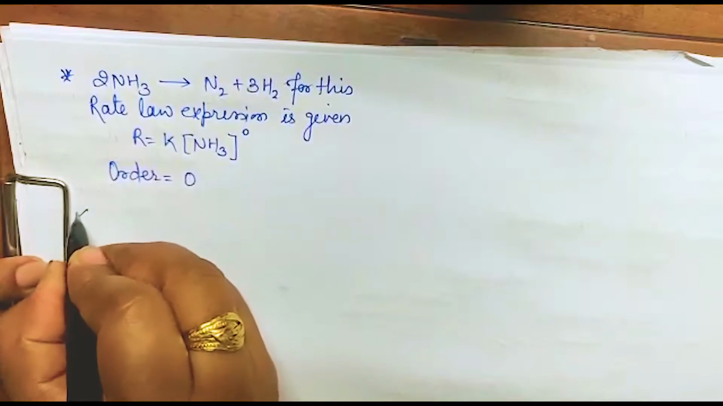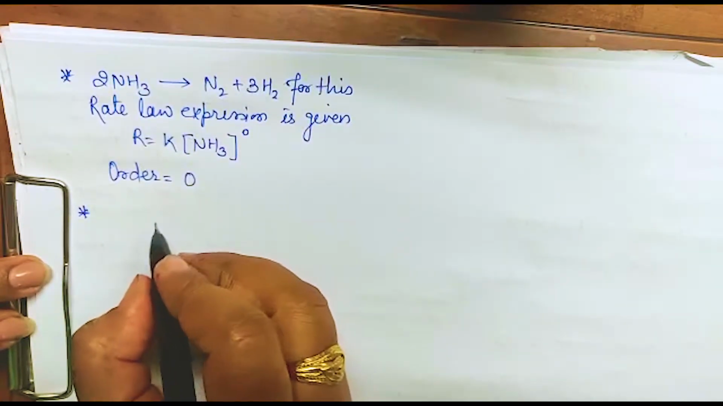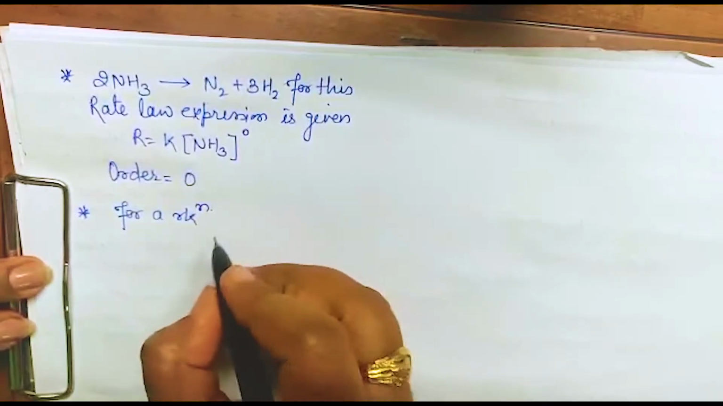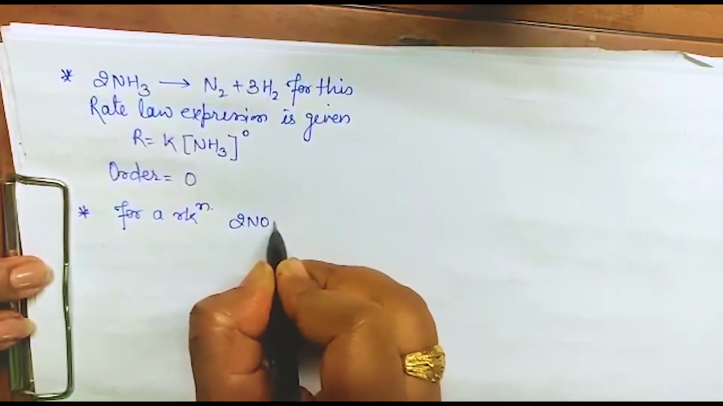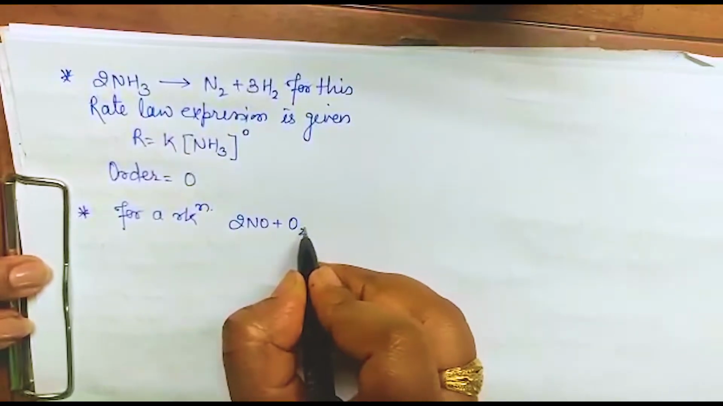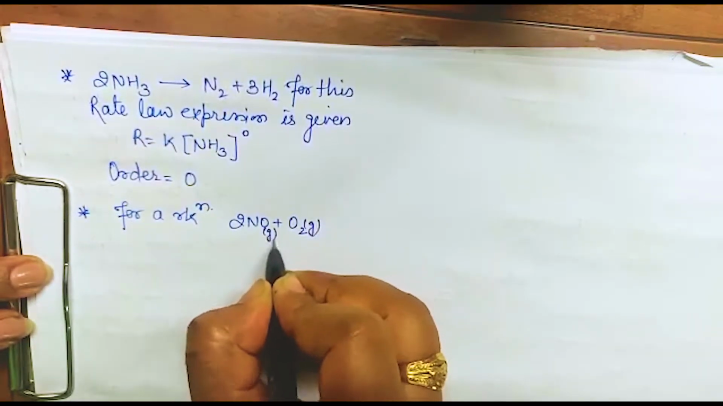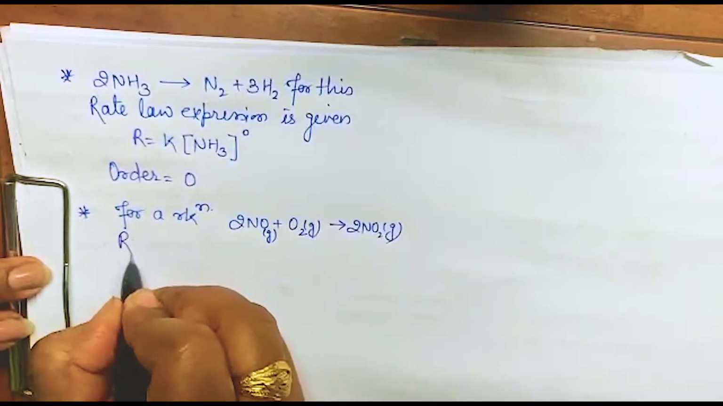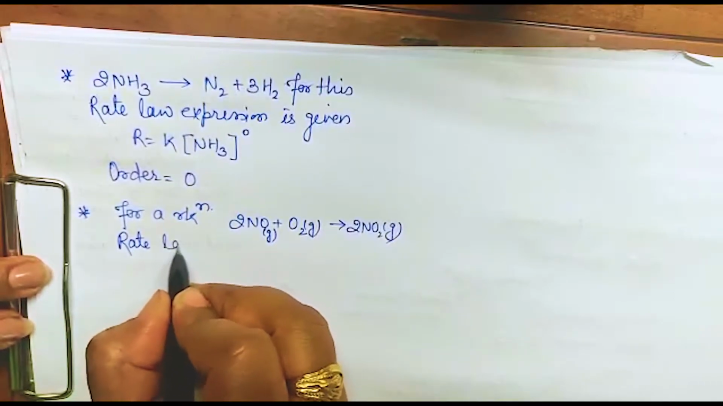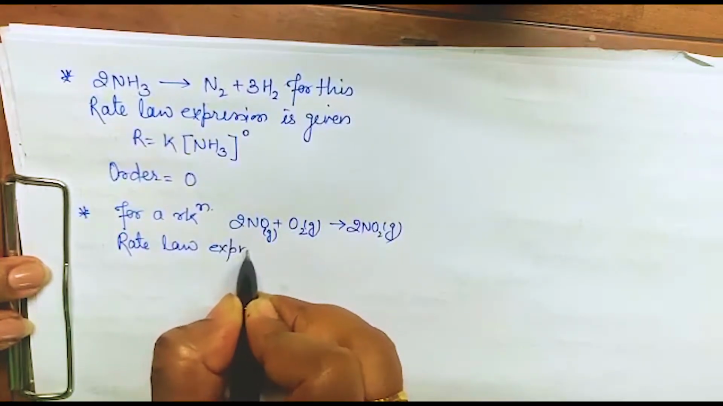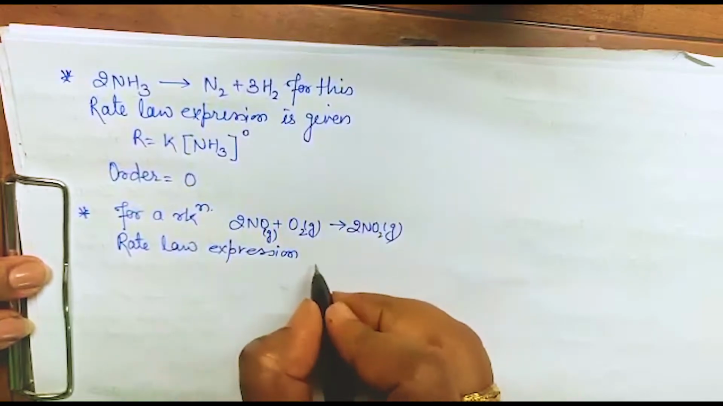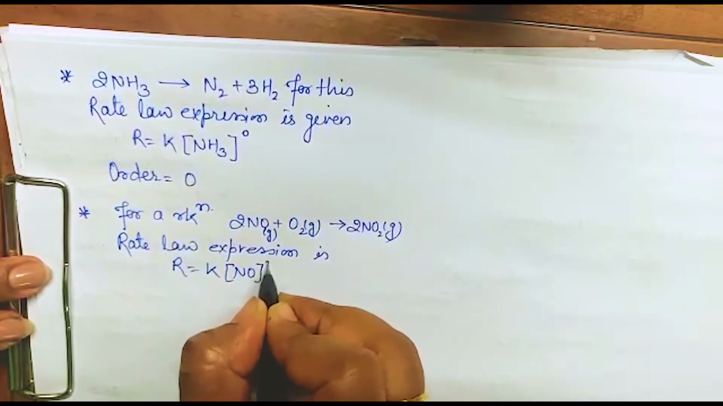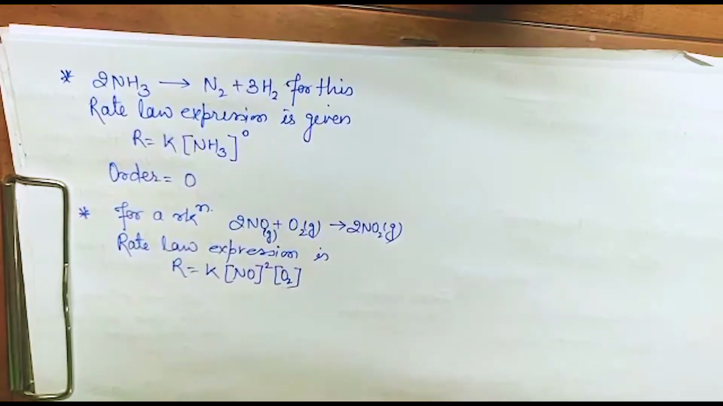As for example, another question is given for a reaction: 2NO plus O2, this is gas and this is also gas, change into 2NO2 gas, and the rate law expression is given as R is equal to K [NO] power 2 [O2], like this.